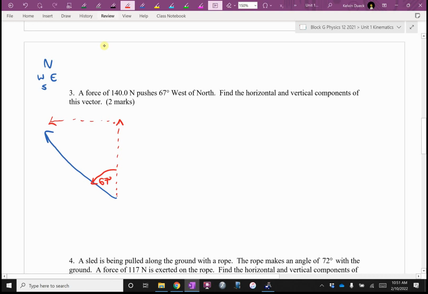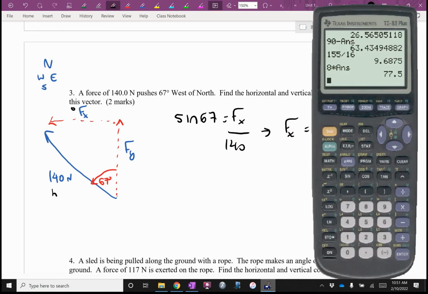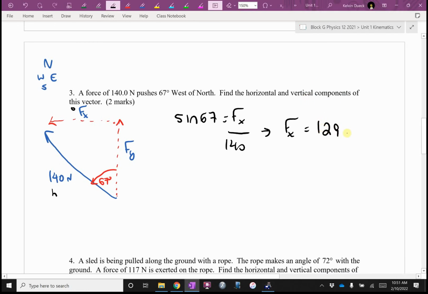This is a force of 140 newtons. Since it's a force, I'll call this Fx. I'll call this Fy. I'll find Fx first. It's going to be opposite over hypotenuse. It looks like sine 67 equals Fx over 140. 140 sine 67, and I get 128.8, so I'll call it 129 newtons.